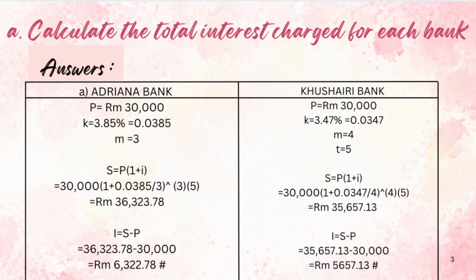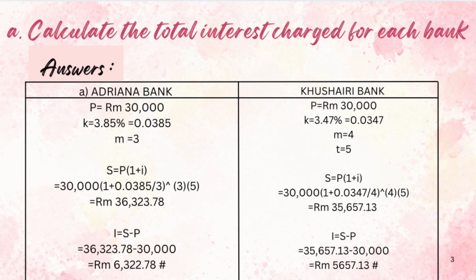As we can see here, the question asks to calculate the total interest charge for each bank. To find the interest charge, we need to use the compound interest formula, which is S equals P(1 + i)^n, where S is the total amount, P is the principal amount, which is 30,000 ringgit, K is the annual interest rate, M is the compounding frequency, and T is the duration in years, which is 5 years. For Adriana Bank, we need to first find the Adriana Bank interest charge. After we include all the information given, we will get the total as 36,323 ringgit 78 cents.